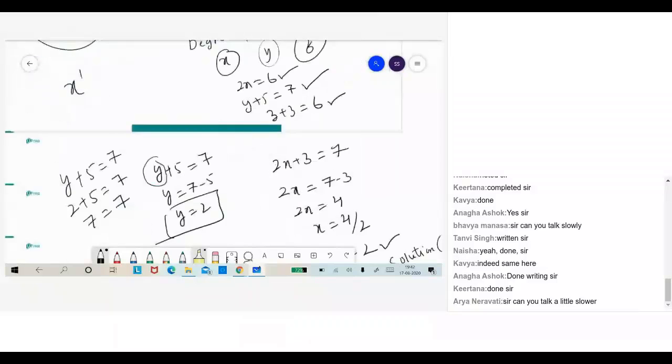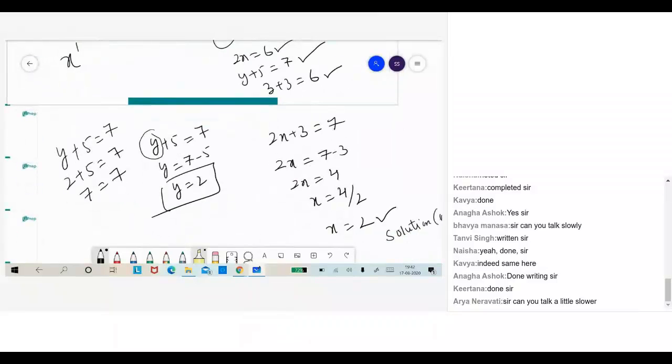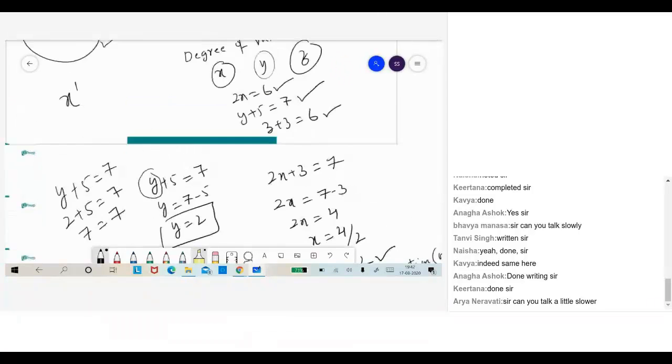Now, what is the solution of a linear equation? The solution of a linear equation is the value of that variable x, or the value of that variable y, or the value of that variable z, which satisfies that particular equation. It's called the solution of the linear equation in one variable. Now finding the solution of a linear equation is very simple. The only thing you have to do is get the value of the variable.